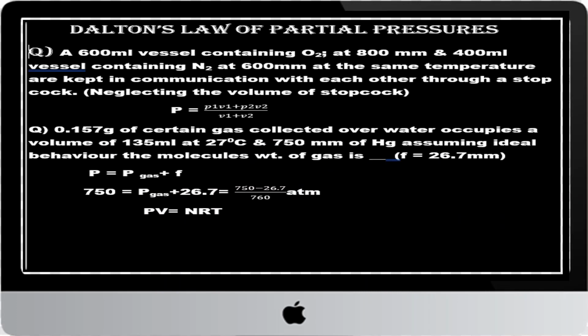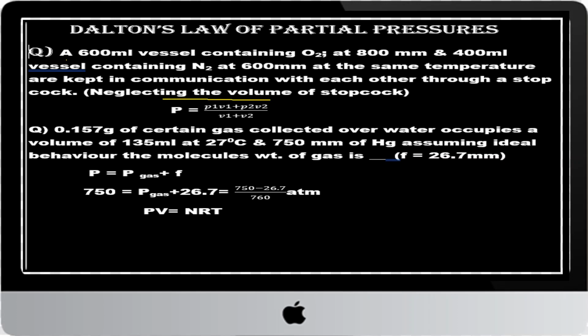Here are another two important questions on Dalton's law. There are different models, and I am giving you the important models. A 600 ml vessel containing oxygen at 800 mm of Hg and a 400 ml vessel containing nitrogen at 600 mm at the same temperature are kept in communication with each other through a stopcock, neglecting the volume of the stopcock.